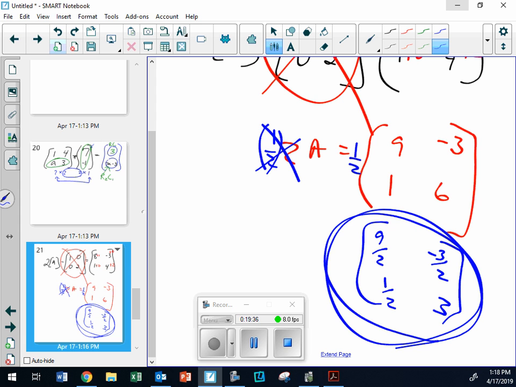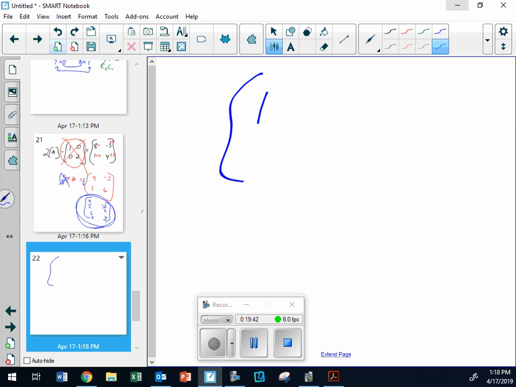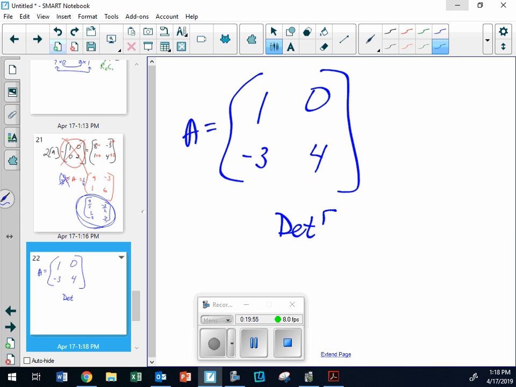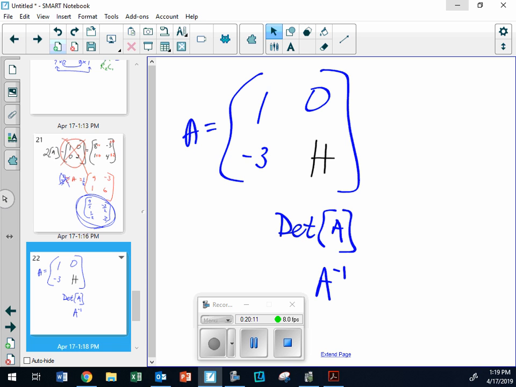Okay, and here's one of the hardest ones. See if you can handle this. And then if so, I'm done. Would you please find the determinant of A? If A is this, what's the determinant of A? And what's the inverse of A? But you got to do it without a calculator, because I'm changing something. I'm cheating. This 4, I'm changing it to an H. Otherwise, you could use your calculator. Now you can't.